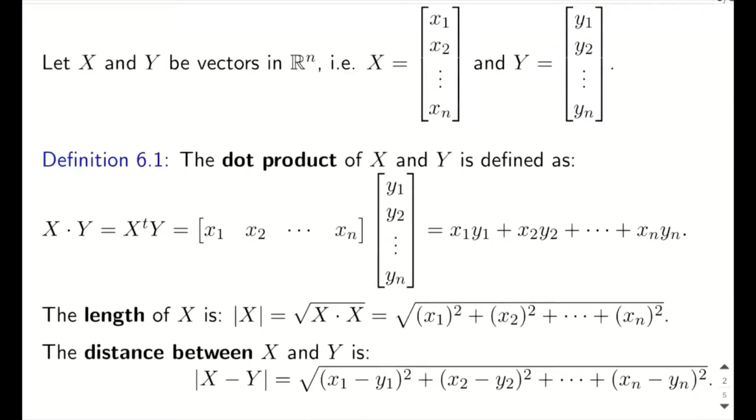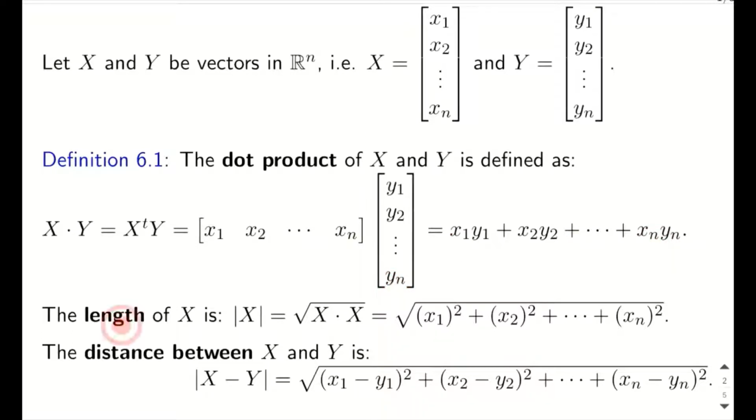So if you are given two vectors x and y in Rn, then the definition of the dot product of x and y is that you multiply x transpose and y. In the sense of matrix multiplication, it means you multiply the row vector x transpose and the column vector y. So this is actually just x written in row, right? That's why we use x^T.